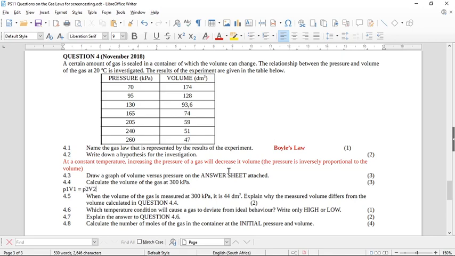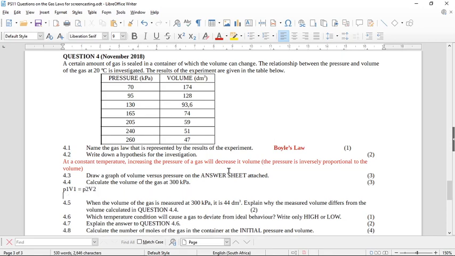Okay, so where will we get our values from? We know that our P2 is going to be this, and then the P1 V1 we can get anywhere from the table, so we may as well use the initial one. So that's 70 kilopascals times my initial volume 174, and it's equal to my second pressure, 300 kilopascals, multiplied by my volume, which is what we're trying to find.